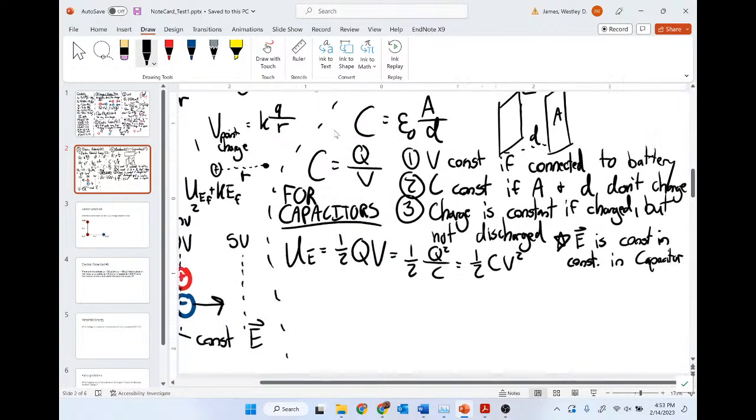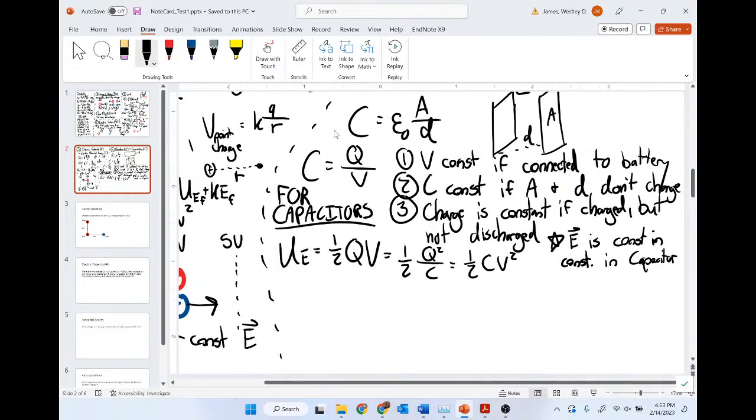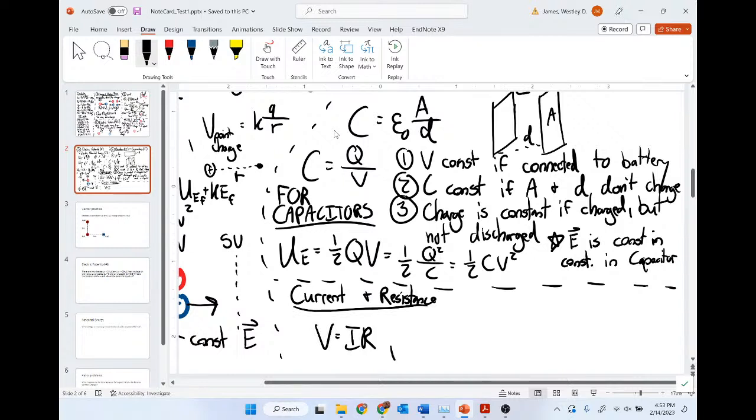All right, last section that's going to get crammed down here in this tiny little corner. We had current and resistance. Current and resistance. And this is very short. V equals IR. And then we have P equals IV equals I squared R equals V squared over R. Done. That's all there is to say to that section.